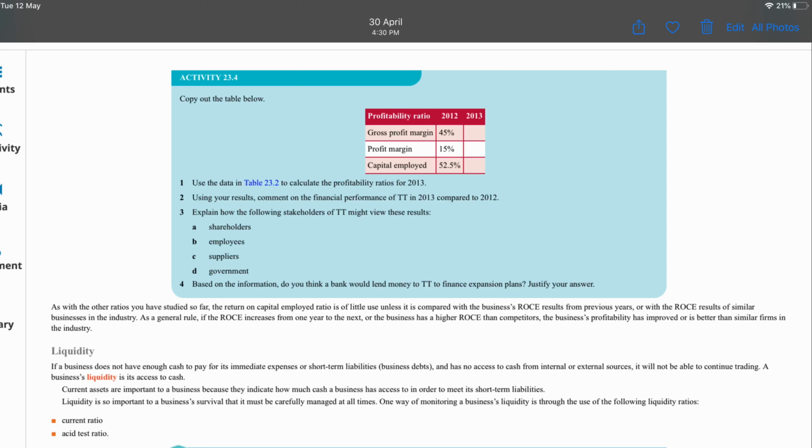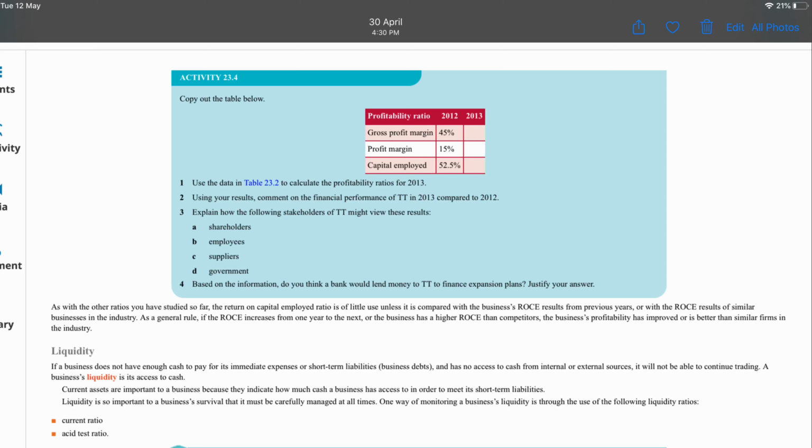3B, employees. If there's an increase in profit, of course there will be an increase in wages. So you can say an increase in profit margin might mean an increase in wages for employees. C, suppliers. If there's an increase in the business, of course there will be more orders. So you can say revenue increased. If this is because TT has sold more goods, then suppliers will be pleased because they will be supplying more goods to TT.